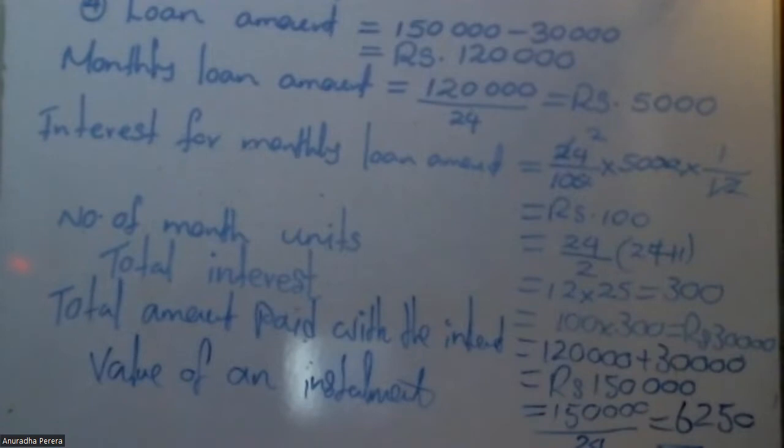Is it 1,100? Value of an installment? It's 1,500, sir. 1,500. Right. We need annual interest rate. Right. Apply the steps.